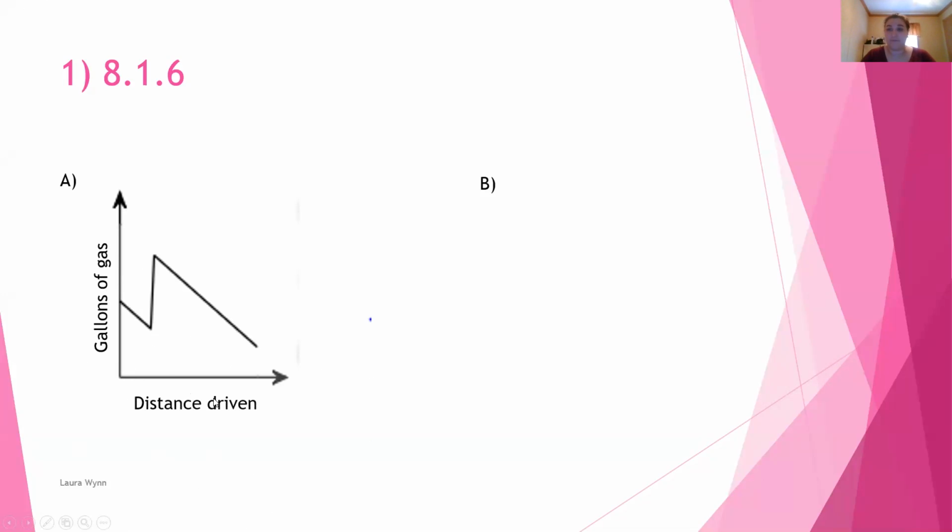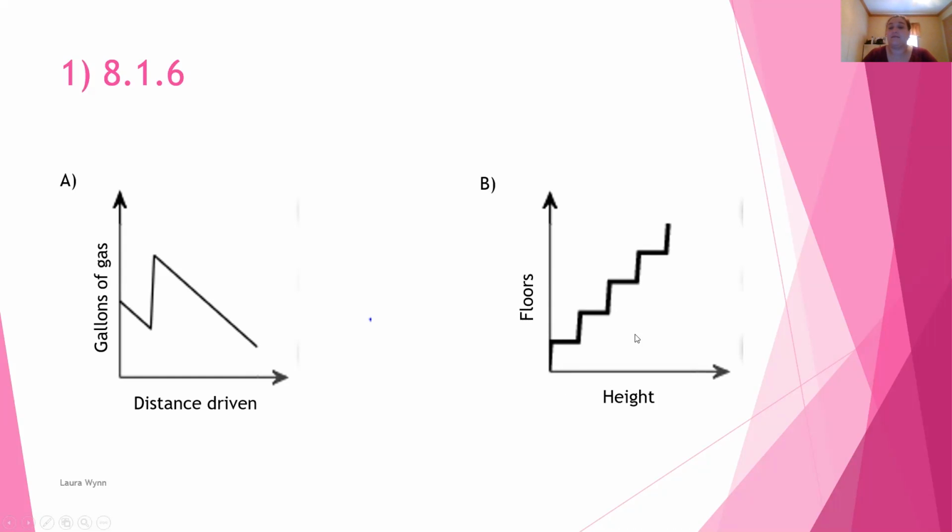Now, our second graph needs us to correlate the function of the height of an elevator stopping at each floor on the way up. So it looks like stairs, and right here is going to be our floor. Here's the first floor, the second floor, third floor, and so on. And this is the height of the elevator at each floor it stops on.